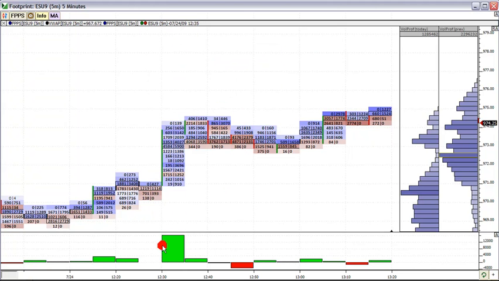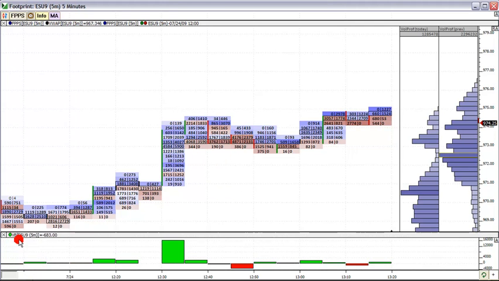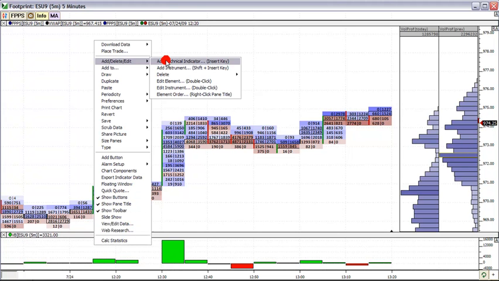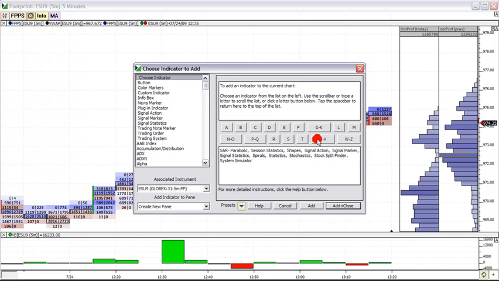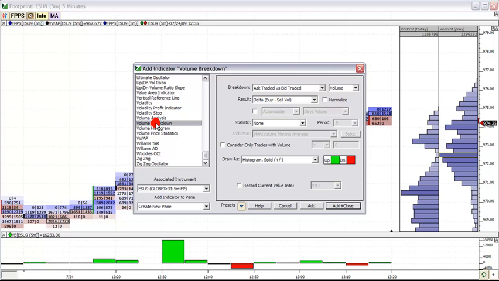The other thing that's been added to this chart is a volume breakdown indicator, VB. It's a volume breakdown. And so you'd right click, add technical indicator, and scroll down to V, and it is volume breakdown. Now there's lots of settings in here. You don't need to really adjust any of this. You can just click add and close, and by default it should add just like what I have.